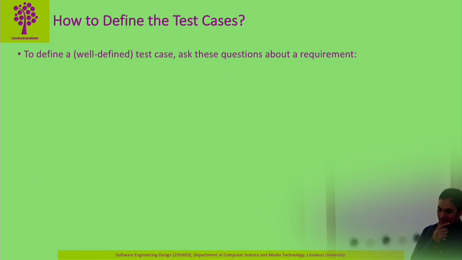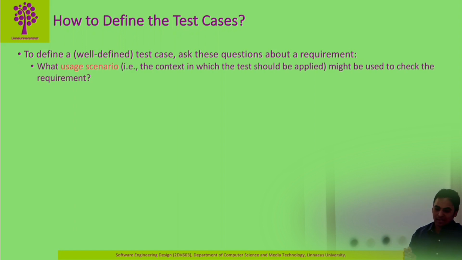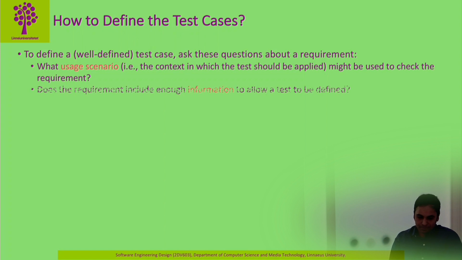So how do we define well-defined test cases? If you want to define a test case that is objectively able to test the requirement, you should ask several questions. You can use the context or scenario of the requirements, meaning in which context or scenario these requirements will be used. Then you also need to know, does this requirement have enough information to write a test? Because sometimes requirements are incomplete, and it's hard to write test cases for incomplete requirements.